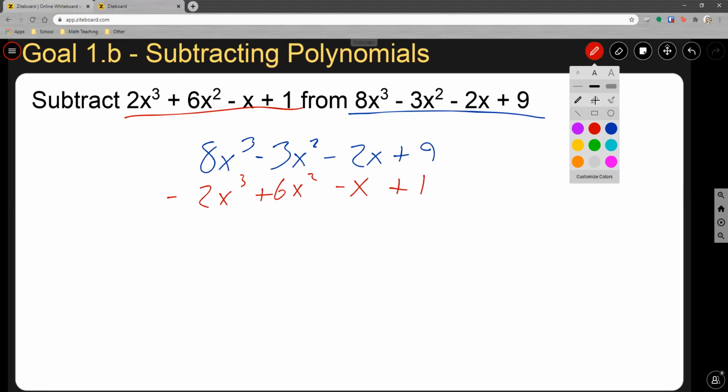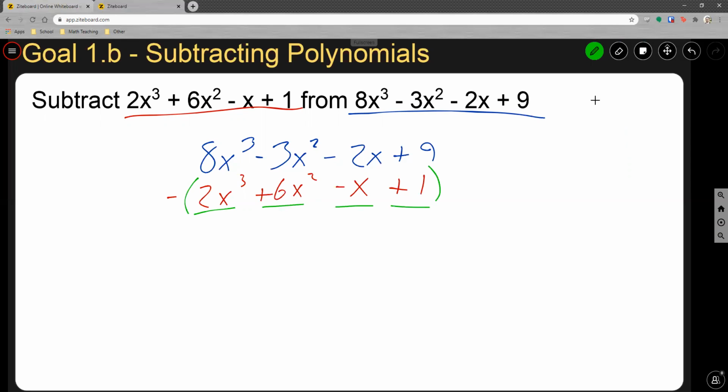So making sure that you put them in the right order is obviously important. And then the other thing to be aware of is that I'm not just subtracting a number, I'm subtracting this entire polynomial here on the bottom. So to add clarity, I'm going to put parentheses around this, because this negative sign on the outside is going to affect all 4 of these terms on the inside. So I'm going to apply this negative to everything on the inside of the parentheses.